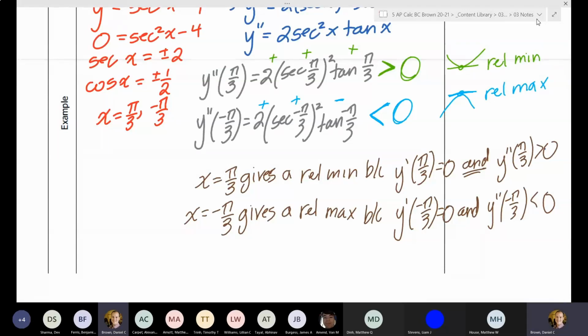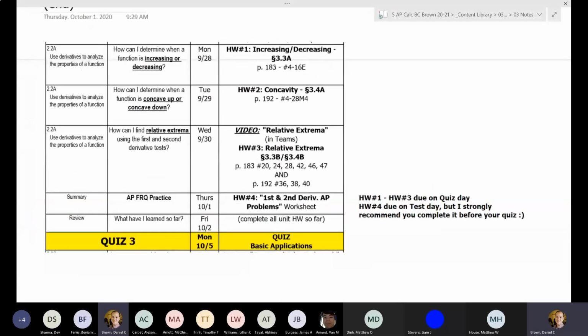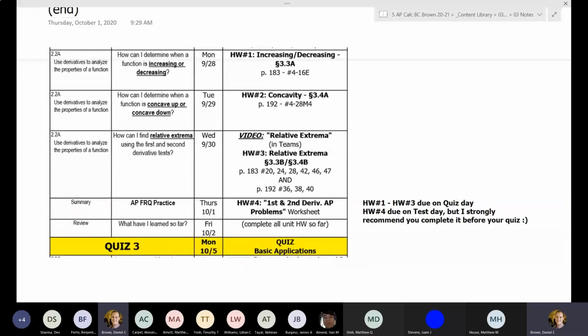All right, so your assignment, that's basically the end of the notes, but I did want to be a little bit clear on the assignments. So far I have assigned homework 1 and 2. Yesterday I assigned homework 3 after you should have watched that video dealing with the relative extrema. So homeworks 1, 2, and 3, if you do those, then that's basically going to prepare you for your quiz, which is on Monday. Tomorrow is just going to be a work day.